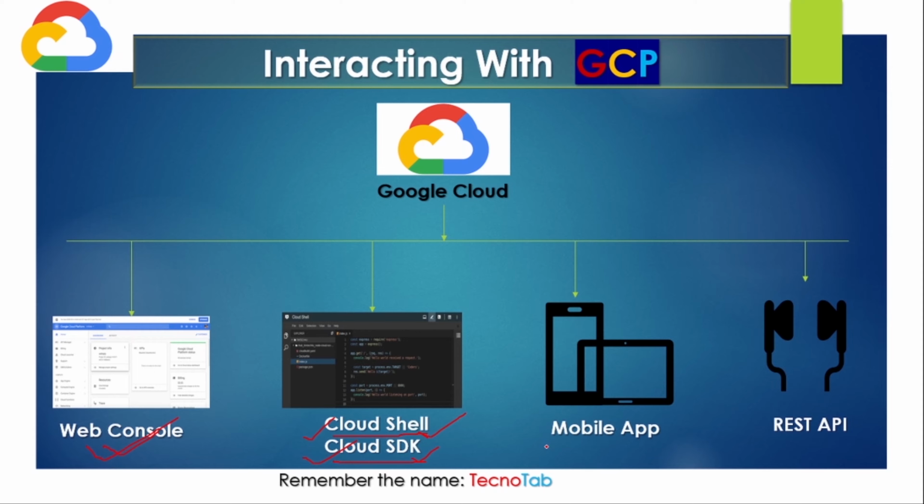Google also provides a mobile app that is available on Google Play Store for interacting with your resources. And if you want to access the resources programmatically, you can use the REST APIs that are very convenient and provided by Google. You can use any languages for interacting with it, like C Sharp, Python, Java, or any other language. Right now, let's have a closer look at this Cloud Shell.